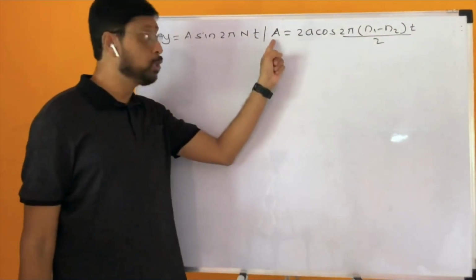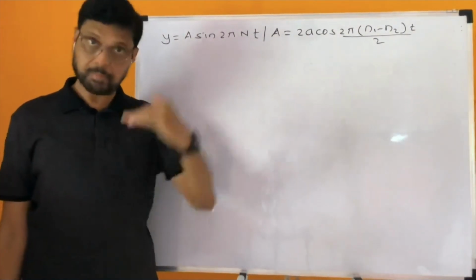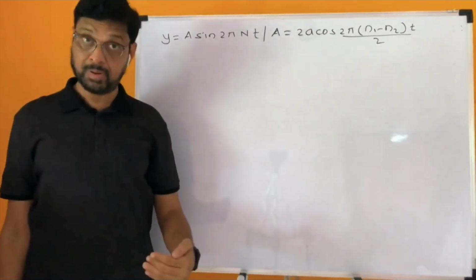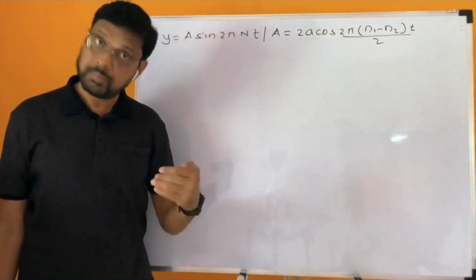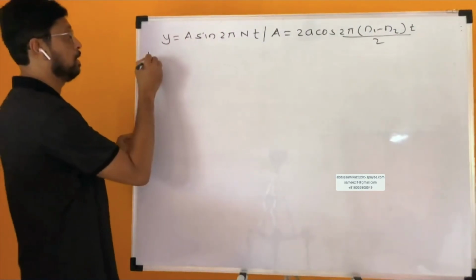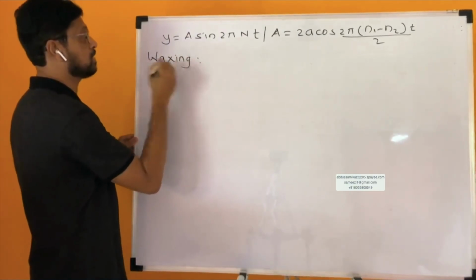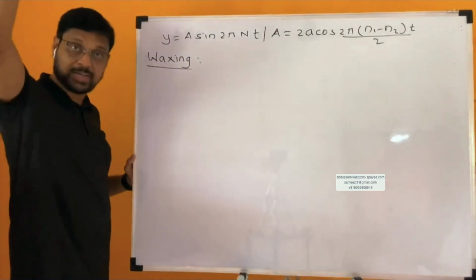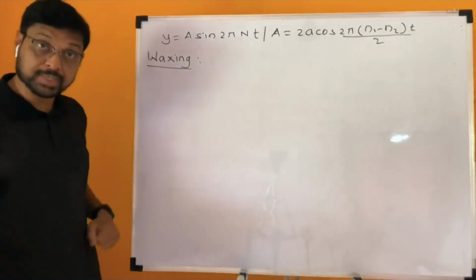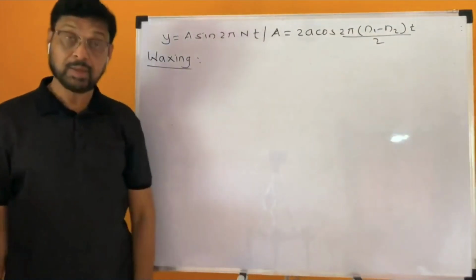When this amplitude is maximum, there will be waxing, maxima. And when this amplitude is minimum, there will be waning, minima. So for waxing, when there is a rise in the intensity of sound, the amplitude is maximum. This capital A is maximum.